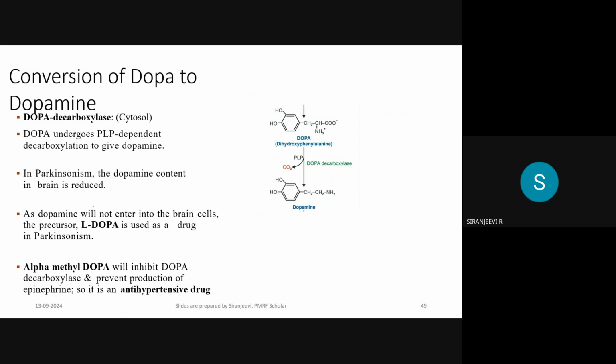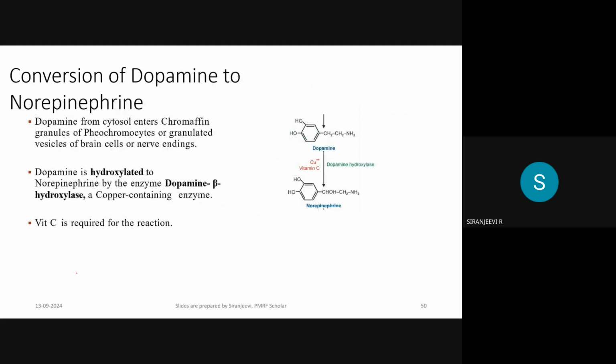That's why this is a really, really important neurotransmitter in the body. If it is not there, that leads to Parkinson's disease in most cases. And alpha methyl dopa inhibits dopa decarboxylase, which prevents the production of epinephrine. So it is an antihypertensive drug.